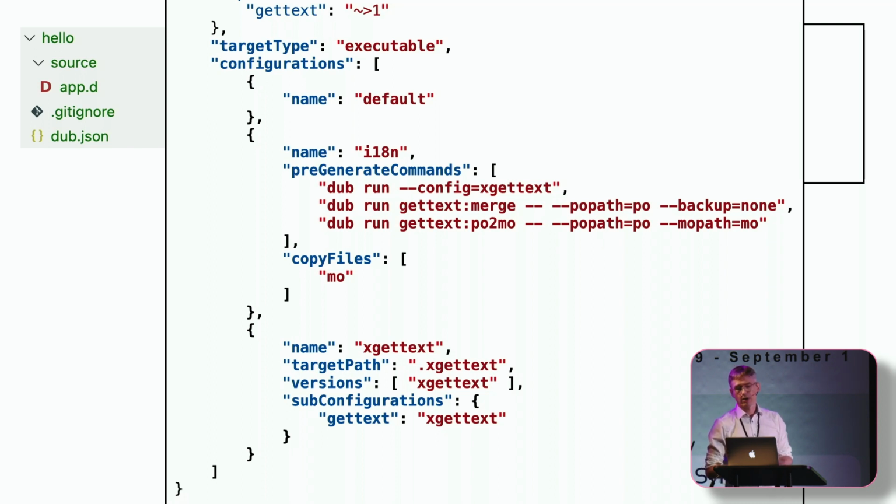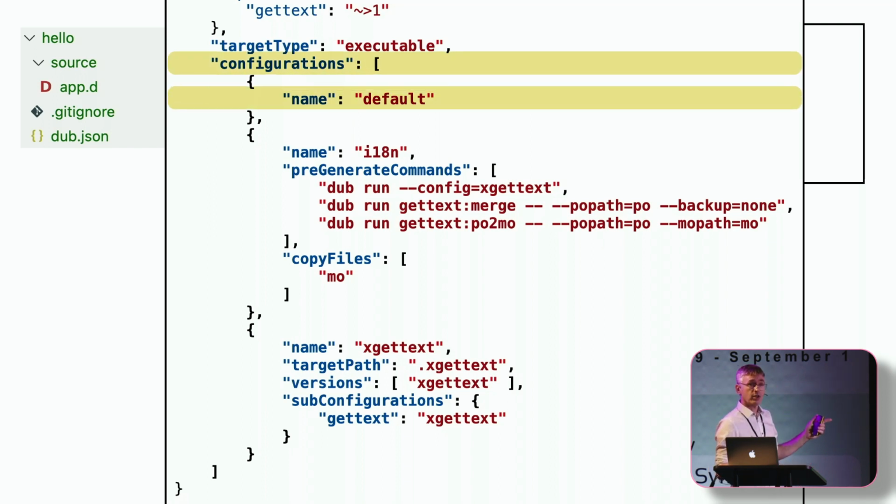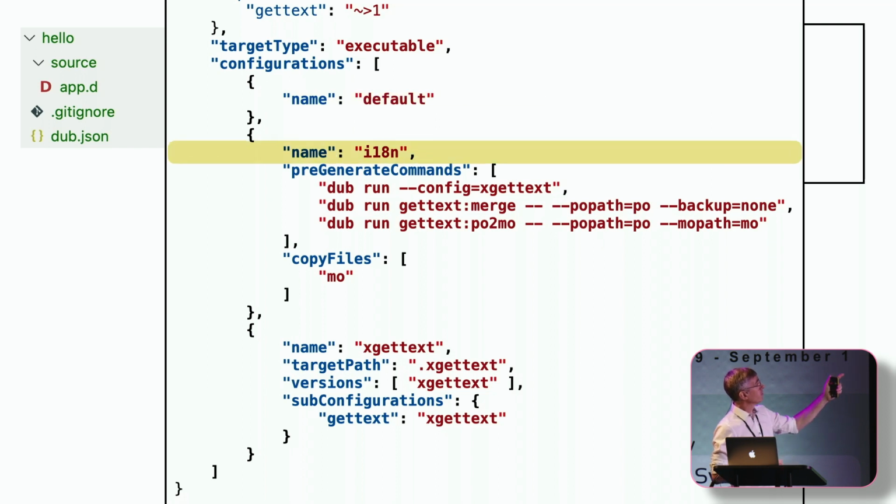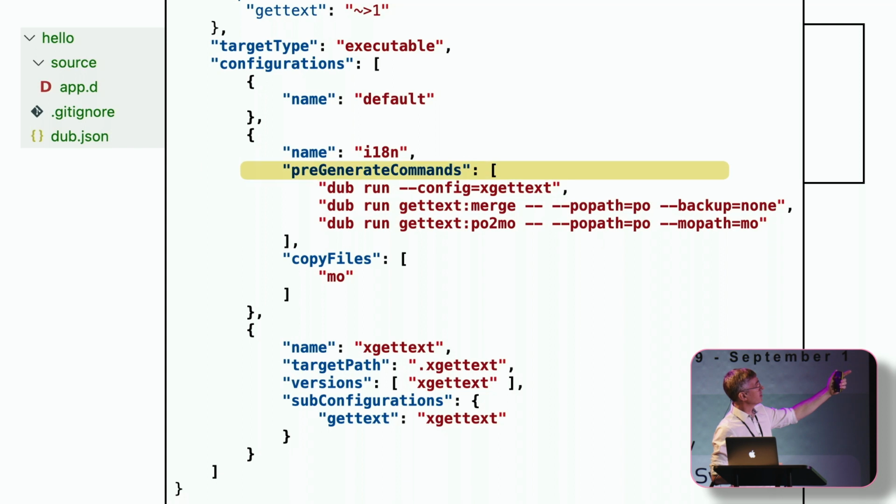You most probably can leave this unchanged, but we'll briefly explain what it does. It inserts a bunch of configurations. The first one is just empty, which means that if you don't specify a configuration, it does nothing special. Then we have a configuration abbreviated i18n. The 18 there replaces the 18 characters in the word internationalization. The thing is that it adds a few pre-generate commands. So these are commands that are always executed.